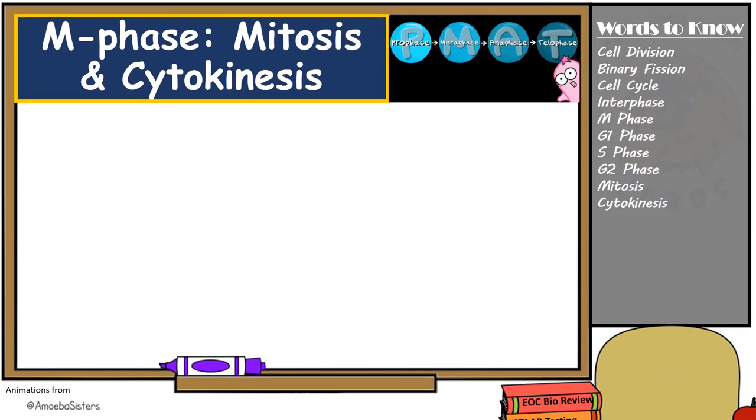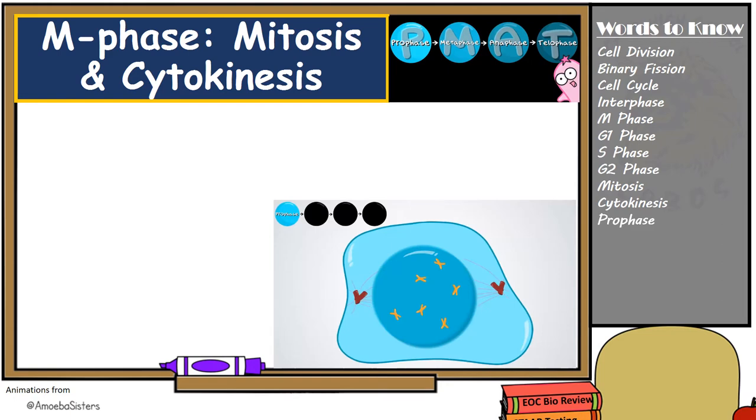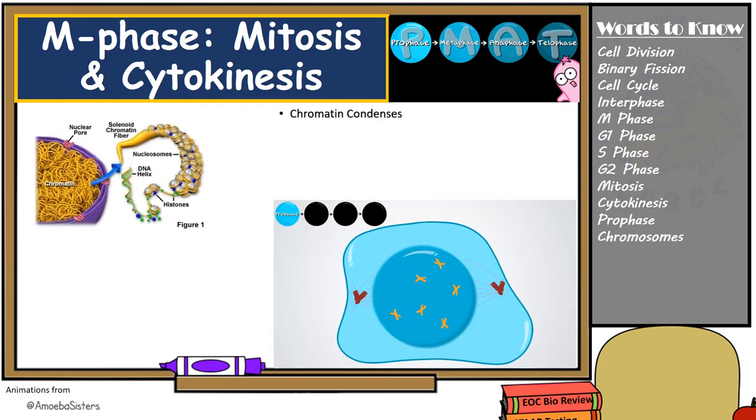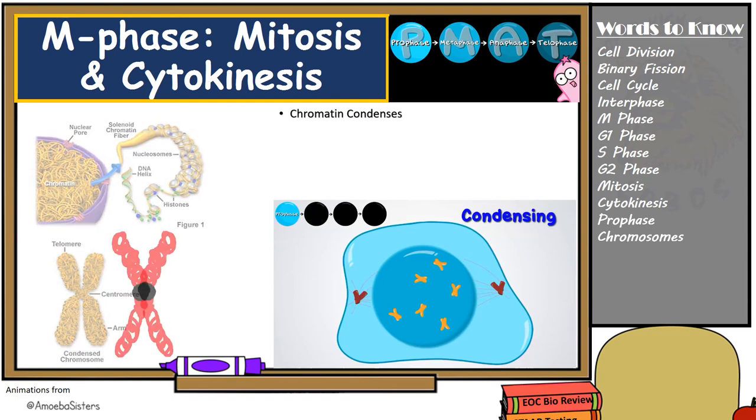Let's take a much closer look at mitosis, which has its own stages, 4 in total, known as PMAT. P for prophase. Now, this stage is responsible for chromatin condensing. Basically, it tightens up into what we know as chromosomes. Remember, chromatin is made up of DNA, which is why we say chromosomes carry genetic information.